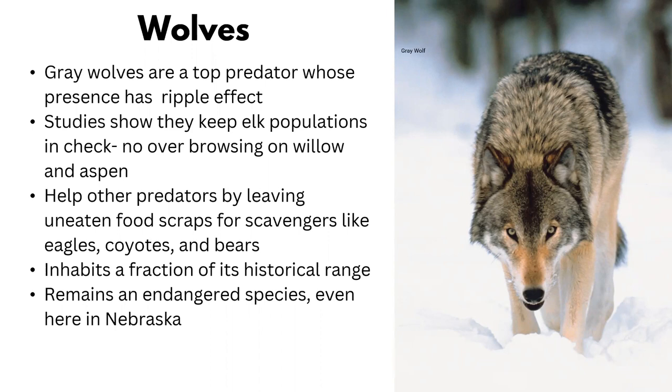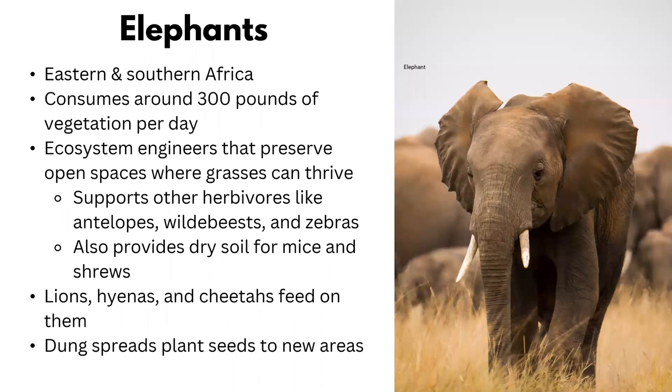All right, something we don't have in Nebraska, I wish, but Eastern and Southern African elephants, especially in those areas, these guys consume about 300 pounds of vegetation every single day. So they eat things like small trees and shrubs that would basically convert their grasslands to a forest or a scrubland. That's not what they want. They want those big open wide spaces. So elephants keep those habitats clean of those small trees that could alter or change their habitat.